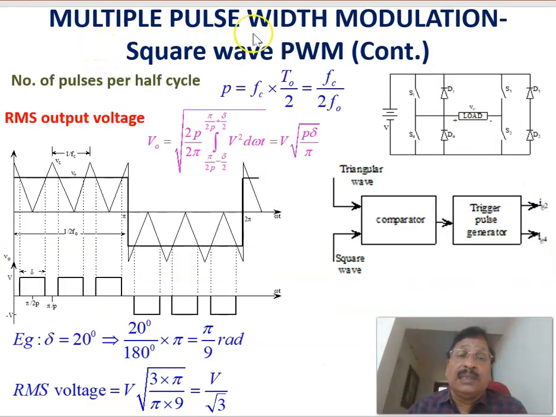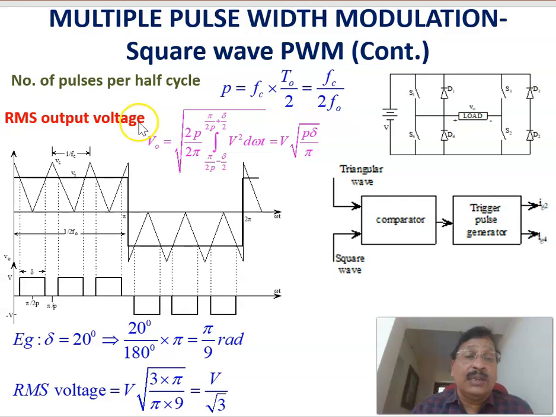Now continuing the multiple pulse modulation, square wave PWM, here we are seeing the number of pulses per half cycle. Therefore, the number of pulses per half cycle of the inverter output voltage is equal to Fc by F0. There are 6, therefore 6 by 2. That is why the number of pulses per half cycle is equal to 3.